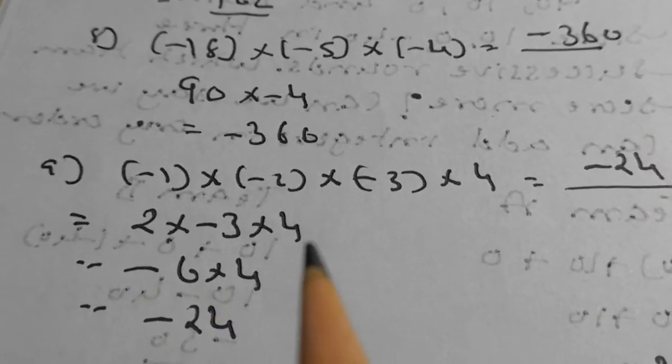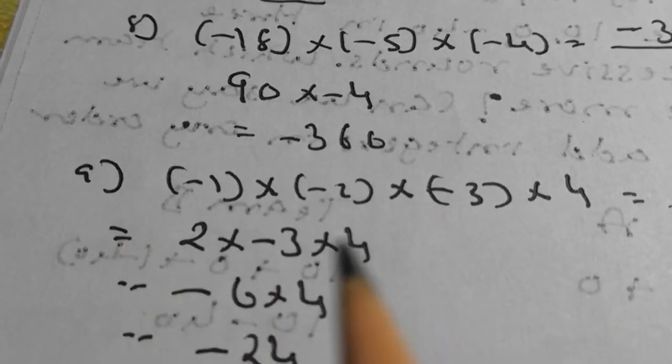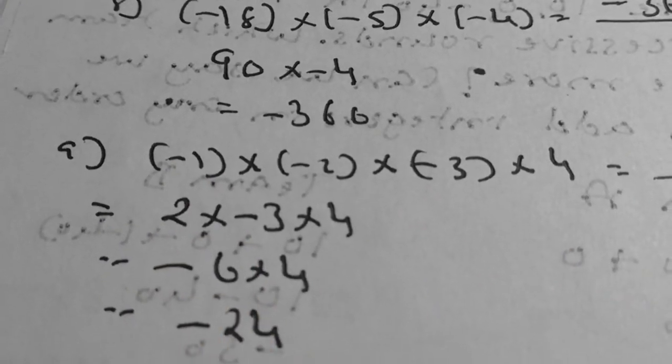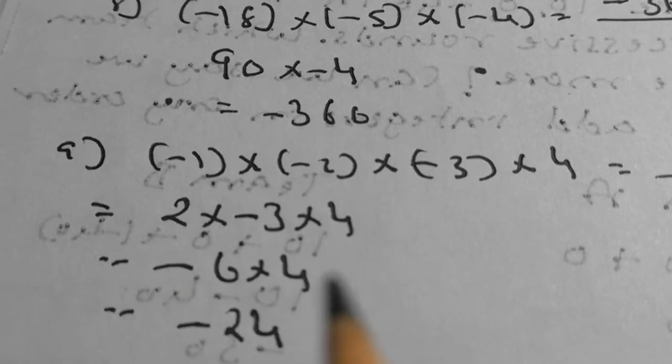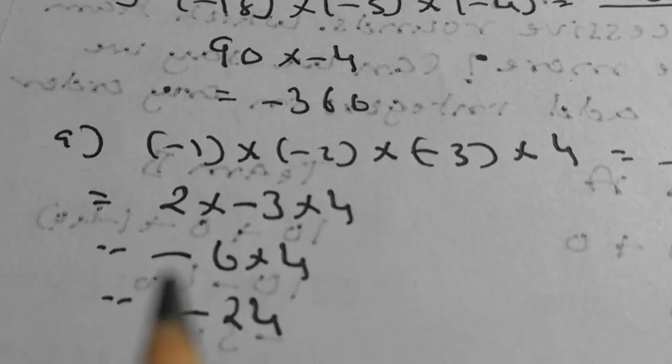Minus 1 into minus 2 into minus 3 into 4. Minus minus plus. So 1 2s are 2. Multiply by minus 3 multiply by 4. 2 3s are 6. It is minus 6. Plus of minus minus. 6 4s are 24. Minus plus is minus. So it is minus 24.